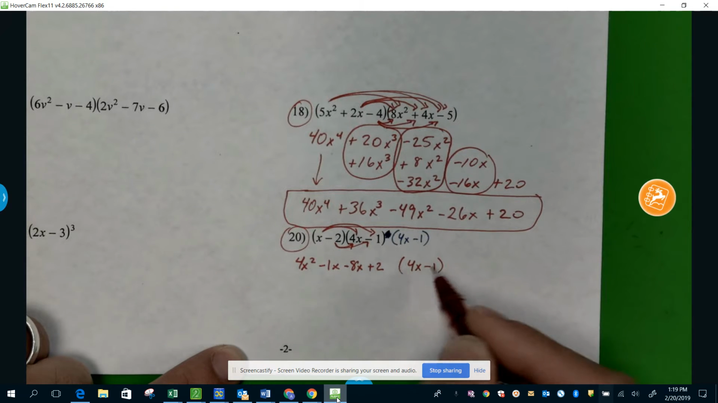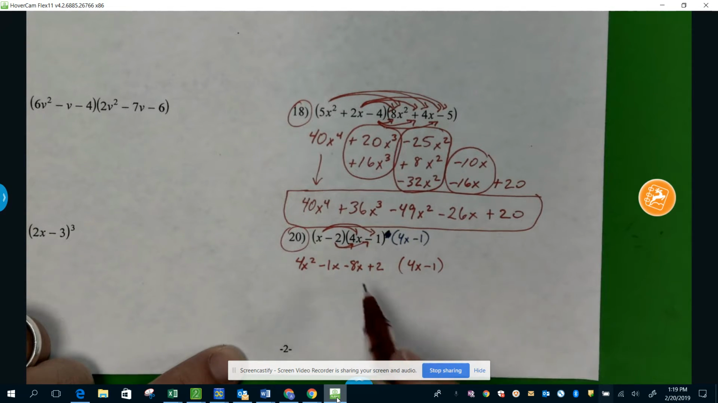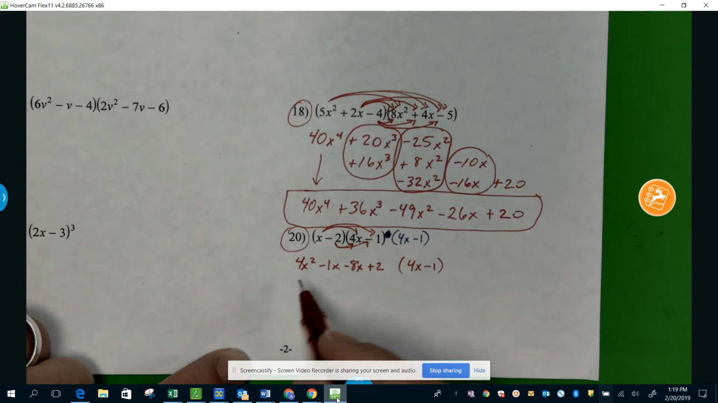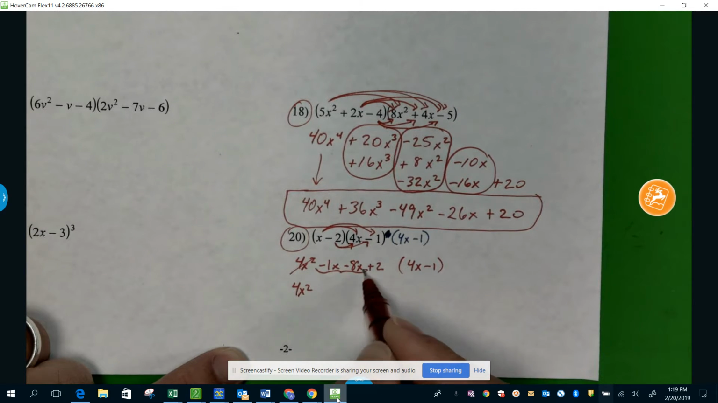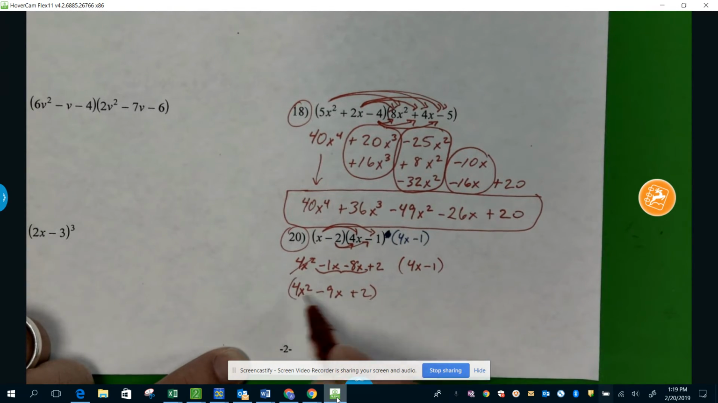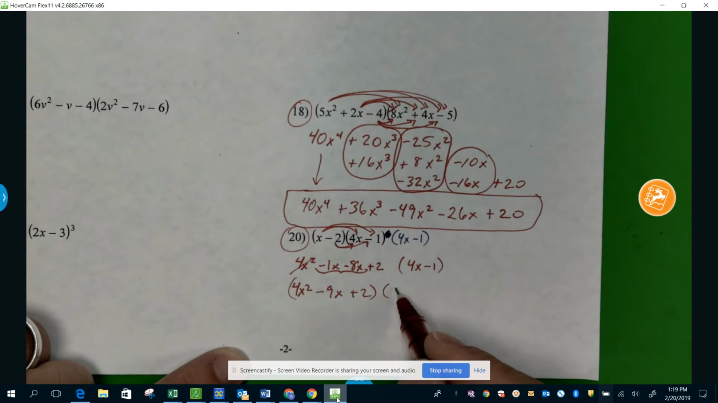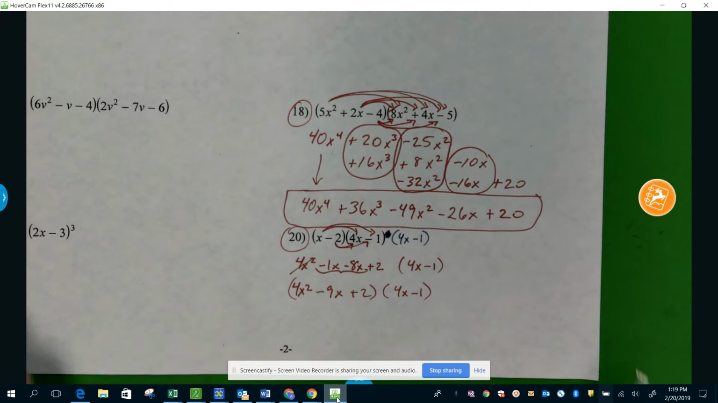So now I'll go ahead and combine my like terms here and clean this up, because this 4x minus 1, he's still over there. We'll use him in just a minute. But let's clean up the first one that we came up with. 4x squared, because there's no other x squareds to combine them with. My x is negative 1 minus 8 more. That's negative 9 x's, and then I have a plus 2 at the end. So that, after I've cleaned it up, is going to multiply with my 4x minus 1.